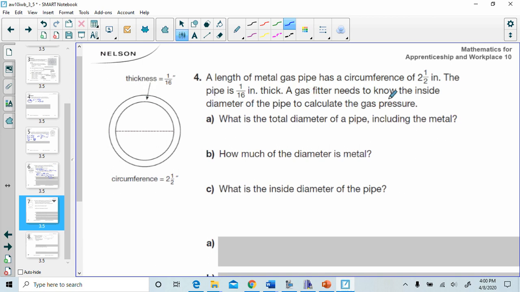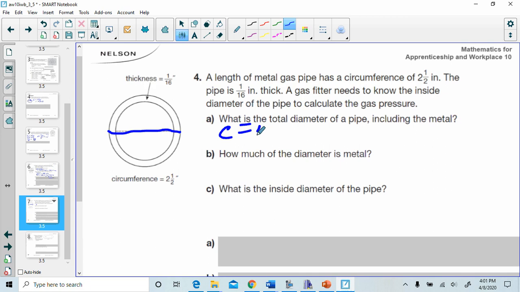The gas fitter needs to know the inside diameter, so we're looking for this, that dotted line there. We need to know the inside diameter of the pipe to calculate the gas pressure. The first part is asking, what is the total diameter, including the metal? So we're looking for all of that. When we work through that, keep in mind diameter.